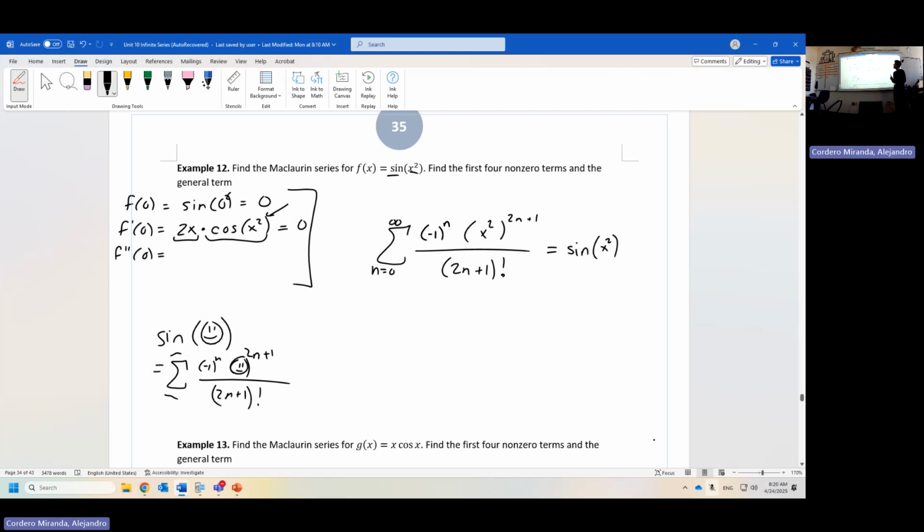It's different having sine of x squared, where you can just replace the x with an x squared, than having sine squared of x, which is sine times itself, in which case you would have to do this series times itself, which is not nice. That would take a little bit out of you. They wouldn't ask you that, but that would be ugly.